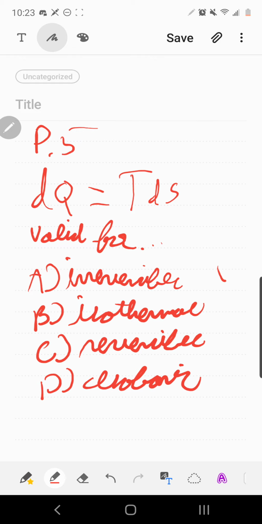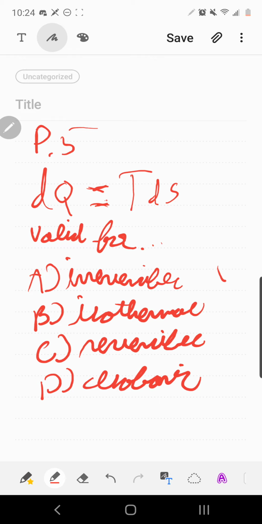dq equals T ds. What is S? If we remember, S is entropy. So the change in Q, dq, the rate of change of Q, equals temperature times change of entropy. We have to look at this equal sign between them. We have a change in heat, Q, the rate of heat transfer, equal to a change in entropy times our temperature.